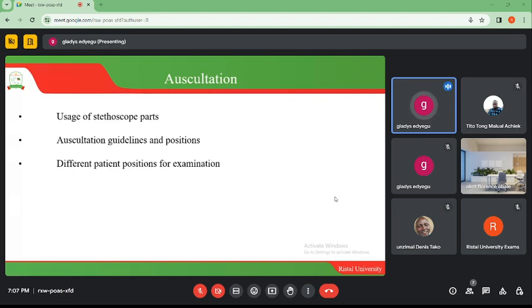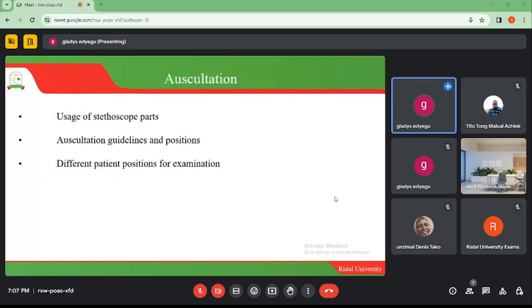Is it the diaphragm? Is it the bell that you need to use for listening? So the area that you need to listen will also dictate on the side that you want to use for listening, either the diaphragm or the bell side of the stethoscope.